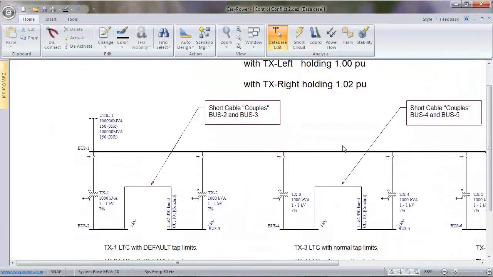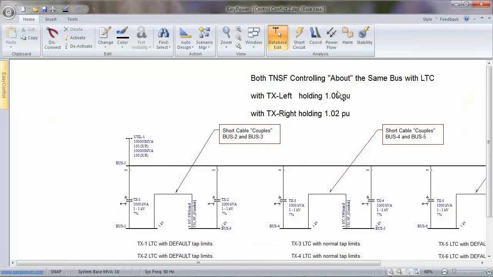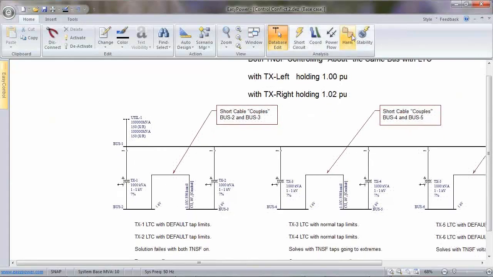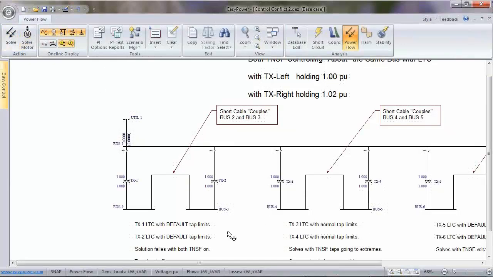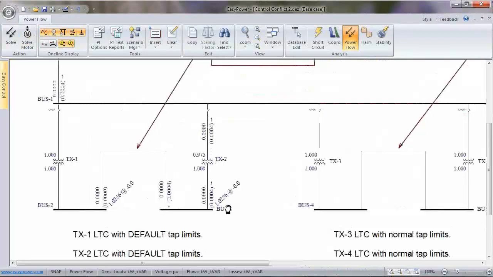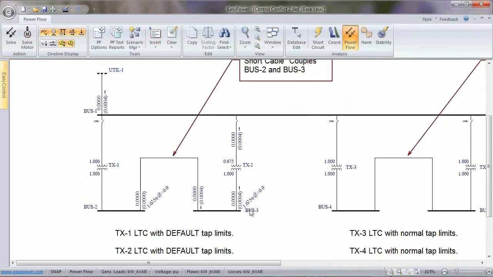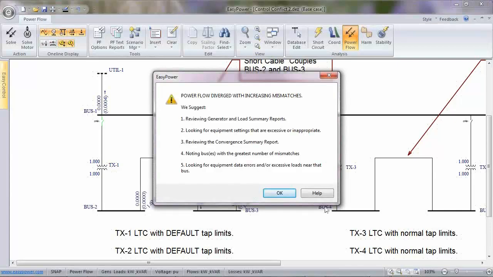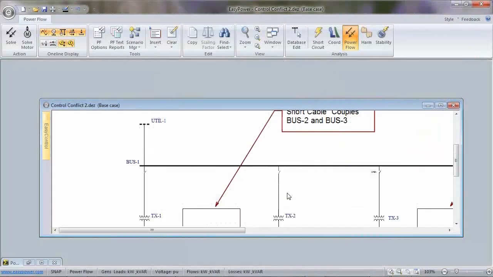Let's say we have two transformers trying to hold two different control set points. This one holding 1 per unit, this one holding 1.02. We solve, and I close this transformer in. This one's doing its job. Now remember, you're not going to have 1.02 exactly. It's going to find the closest discrete tap. So the tap that it reached was 0.975, and it's holding the voltage a little above 1.02. If I close this in, power flow diverged with increasing mismatches because they are fighting.